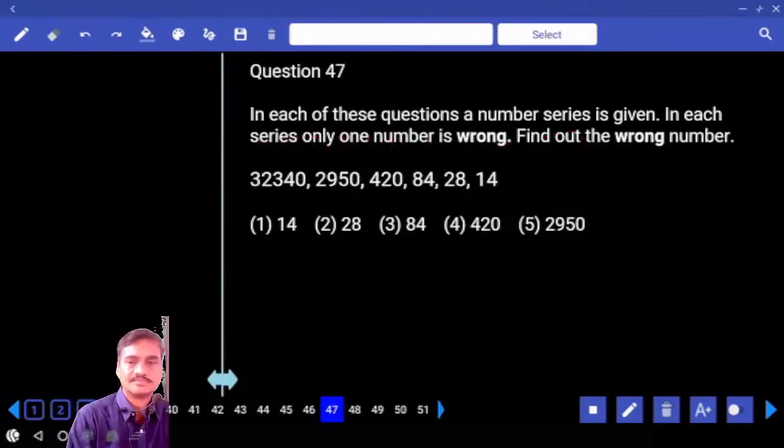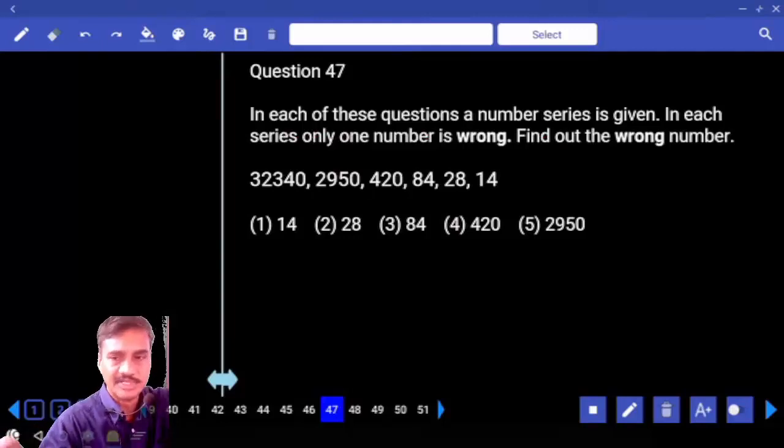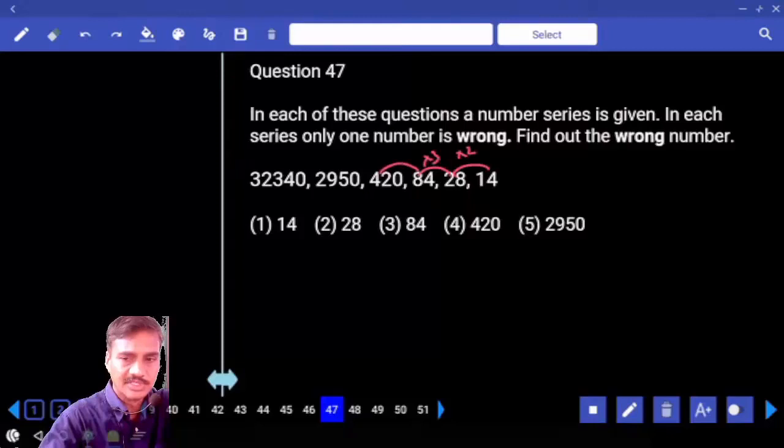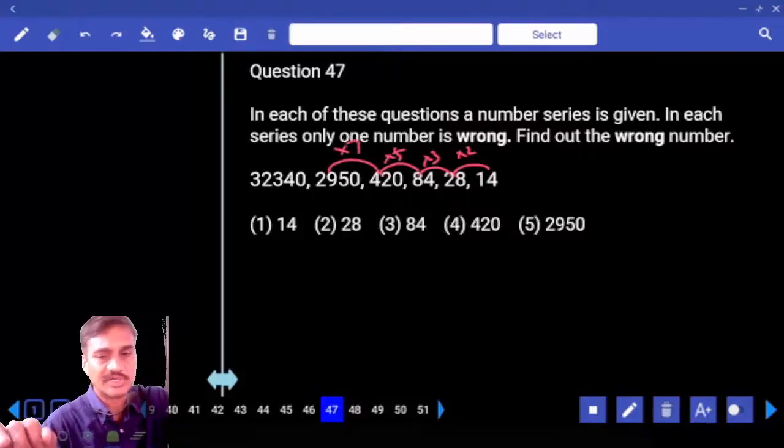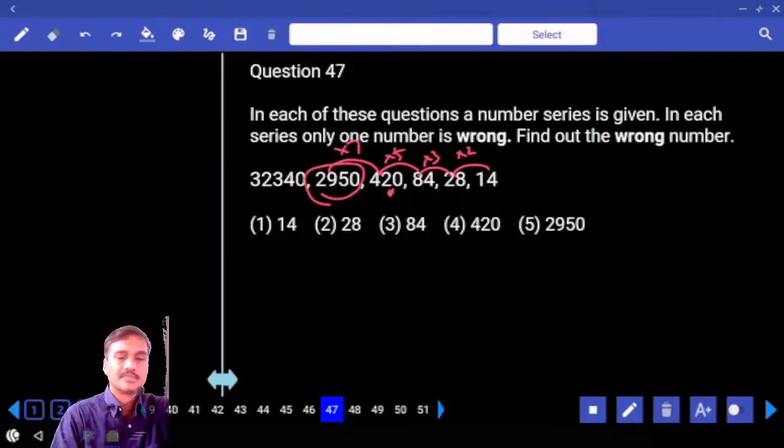Question 47. In the reverse, numbers in decreasing order. Into 2, then into 3, then into 5. 2, 3, 5 means prime numbers. If prime numbers come, what should come next? 7. Into 7, 42 into 7, 2 into 7, 4 should come. And this is the wrong one. Clear? And so what is your answer?